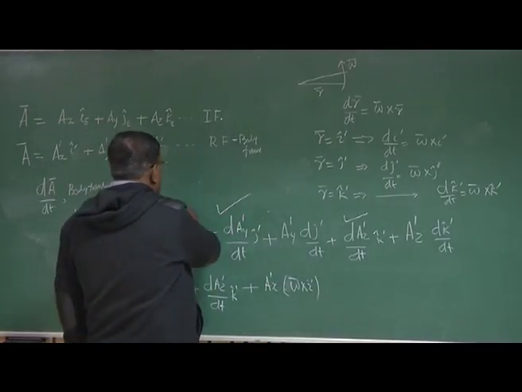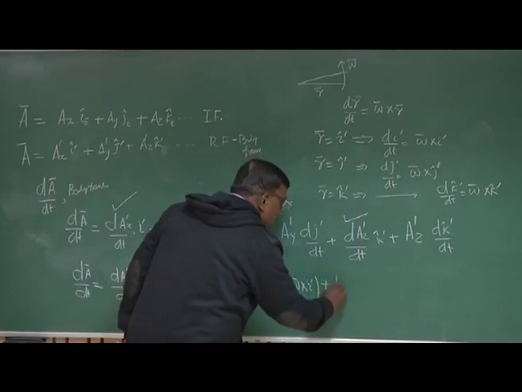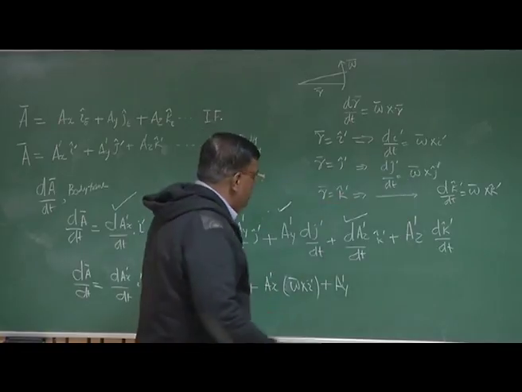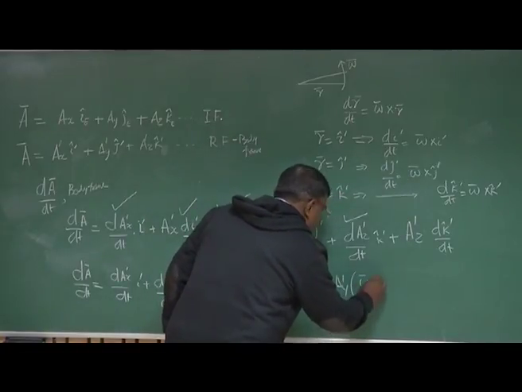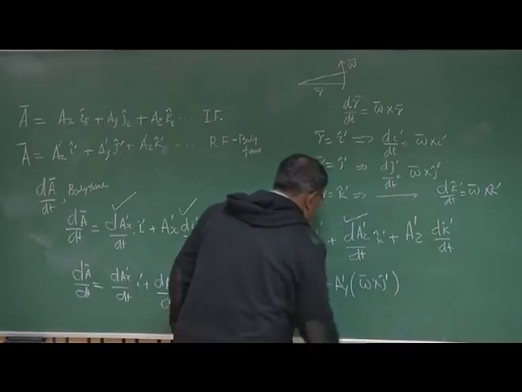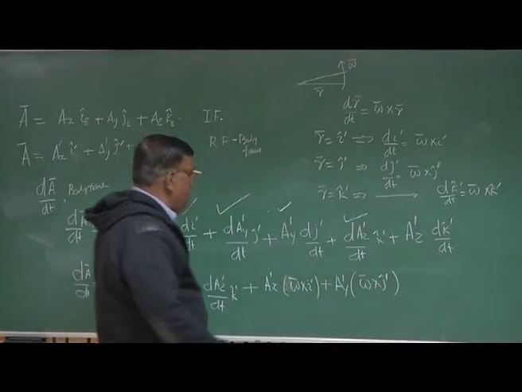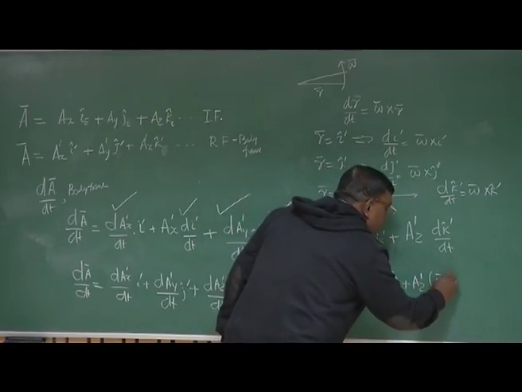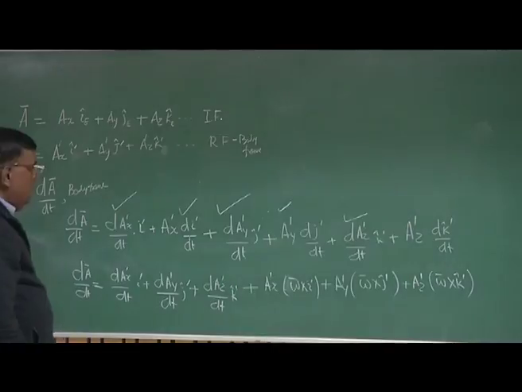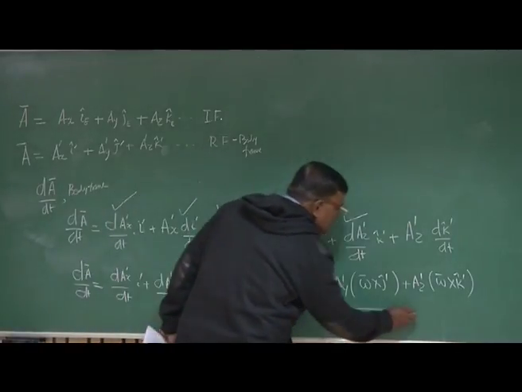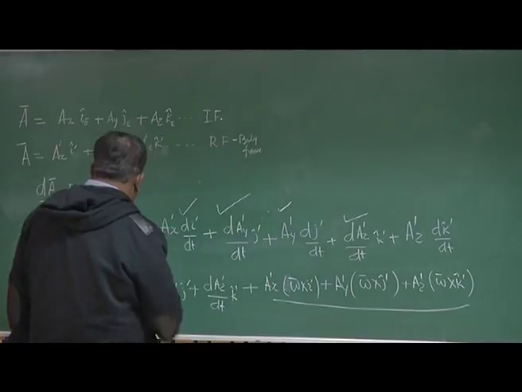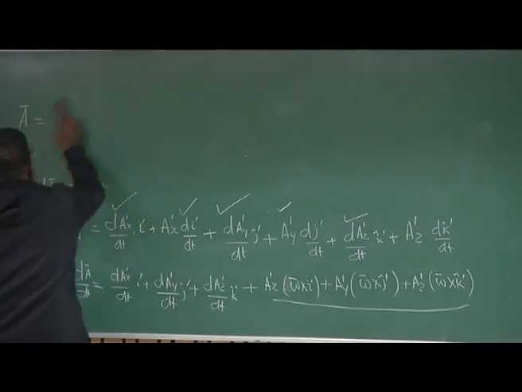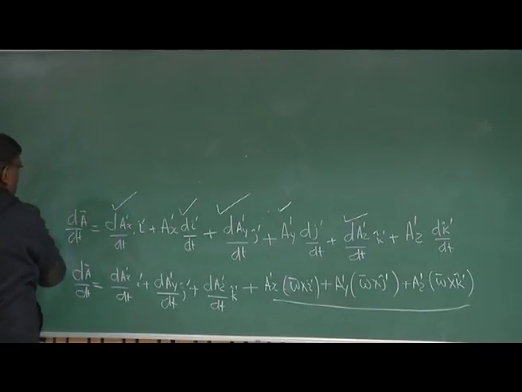Similarly, this is taken care of. Similarly, for this, Ay prime into dj prime by dt is what? That is omega cross j. So, this is omega cross j prime. Similarly, for Az, I will get Az prime omega cross k prime. Now, see this term. Let me write the complete term so that you understand better. Let me erase this part also. As long as we understand what we are doing.